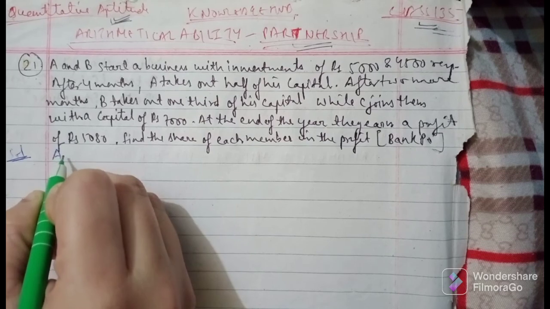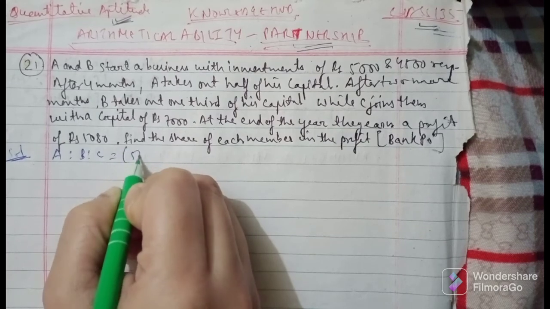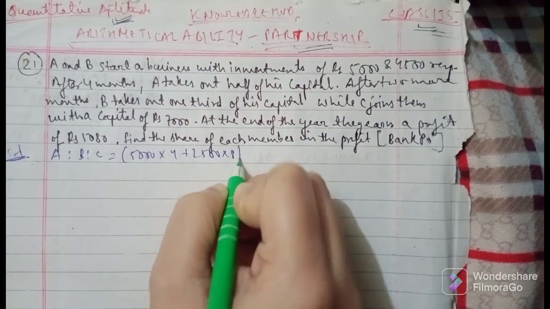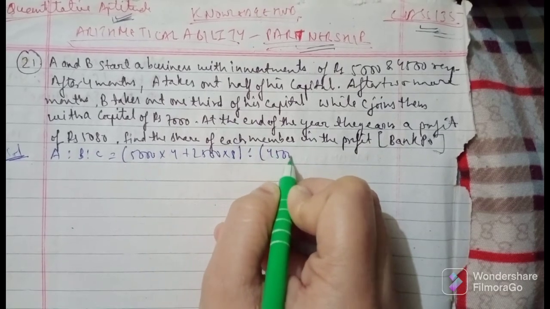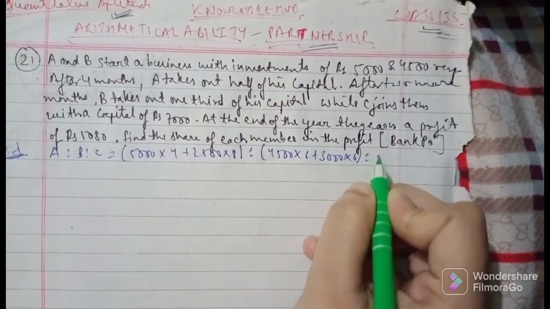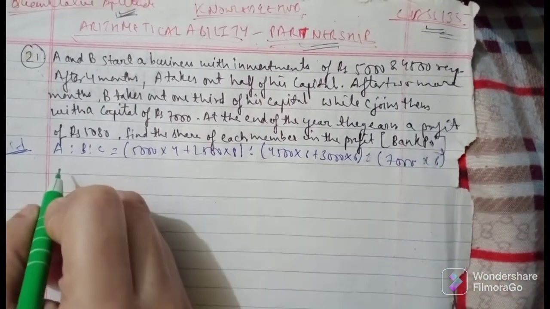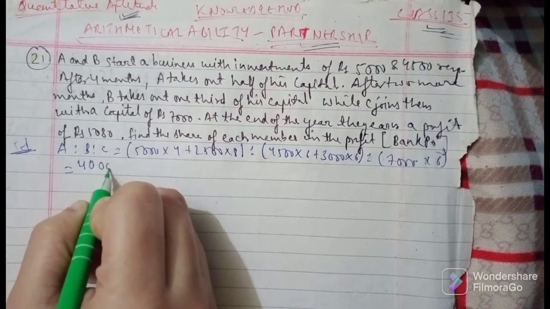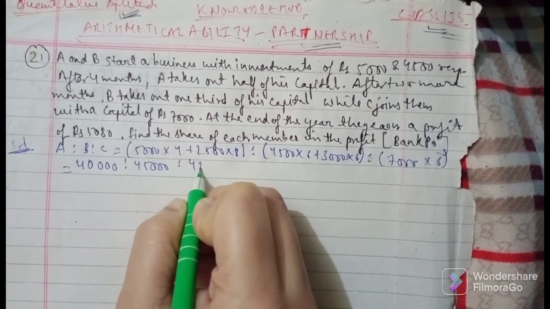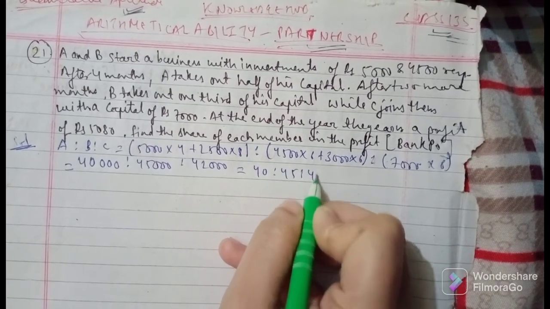A ratio B ratio C gives you 5000 into 4 plus 2500 into 8 ratio 4500 into 6 plus 3000 into 6 ratio 7000 into 6, which equals 40,000 ratio 45,000 ratio 42,000, which equals 40 ratio 45 ratio 42.